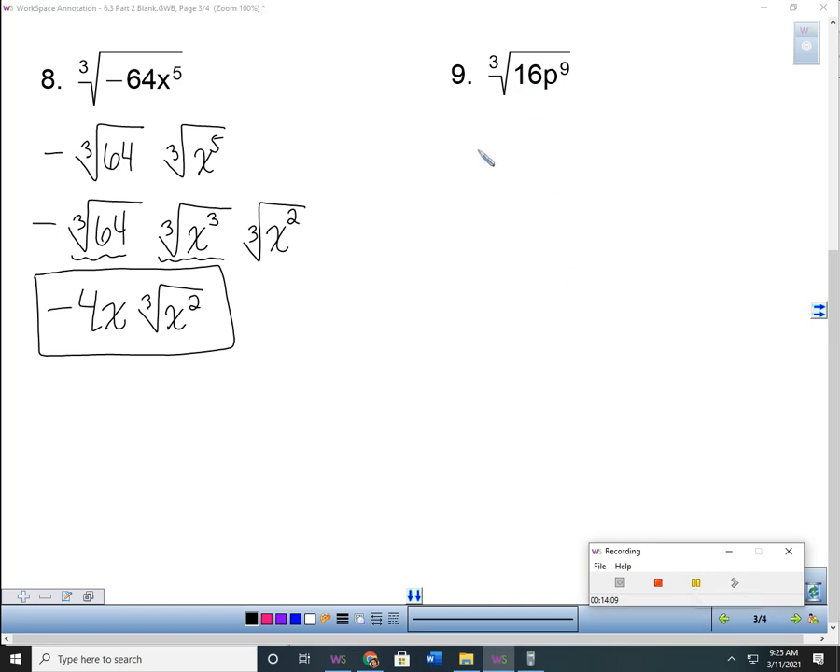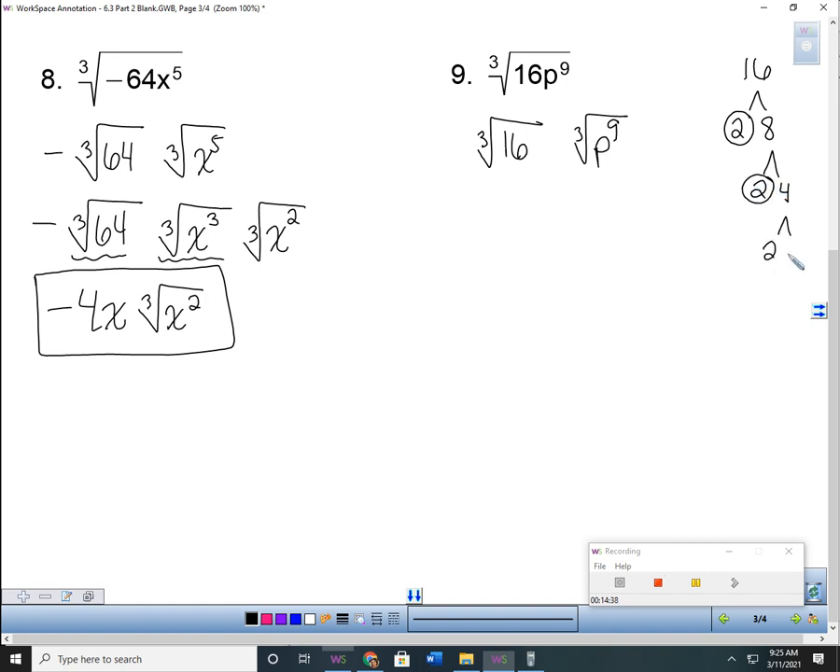All right, so let's do the cubed root of 16 and the cubed root of p to the 9th. Is 16 a perfect cube? No. So we're going to have to do a factor tree for 16. So 16 is 2 times 8. 2 is prime. 8 is 2 times 4. 2 is prime. And 4 is 2 times 2, both of which are prime. So we have 2 to the 4th.